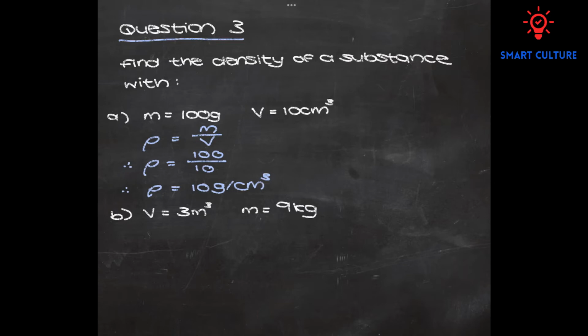For B, we have volume is equal to 3 meters cubed and the mass is 9 kilograms. So density is equal to mass over volume. Therefore, density is equal to 9 over 3. And our final answer, the density is equal to 3. Be wary of the units, kilograms per meter cubed. Just make sure you're staying consistent with the units as you go along.